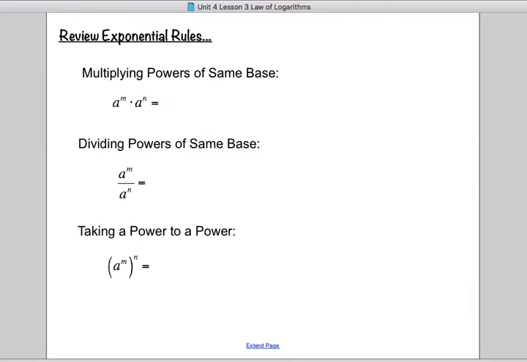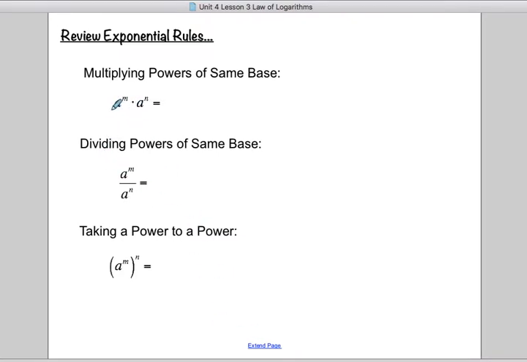So some reviews about exponentials before we get into law of logs, because exponentials and logs undo each other. Remember, if you are multiplying, you are going to add exponents. So we have a to the m plus n. So when we talk about logs and exponentials, there's a property with multiplying and adding that go together. When we are dividing, we subtract, a to the m minus n, as long as the bases are the same. So division and subtraction go together. And then taking a power to a power, we multiply those. A to the m times n. So those are exponential rules.